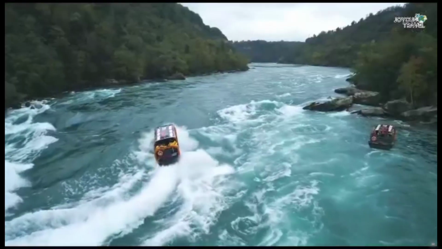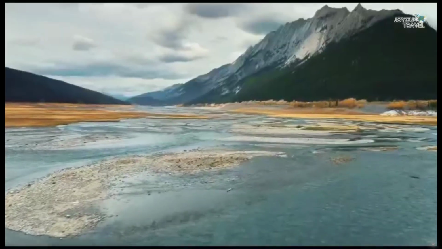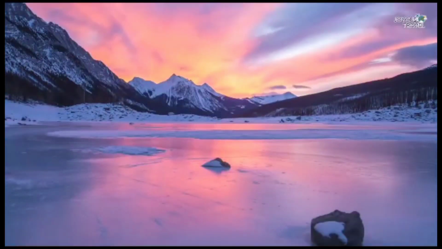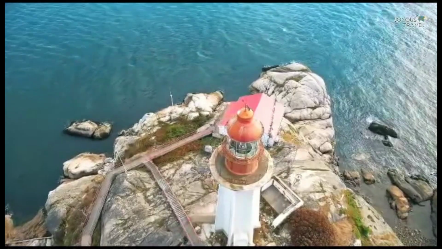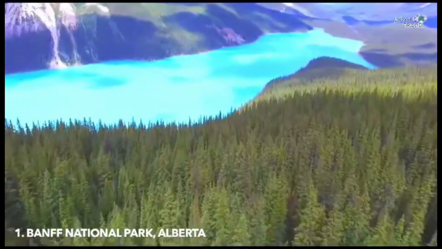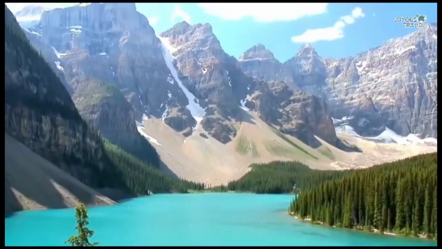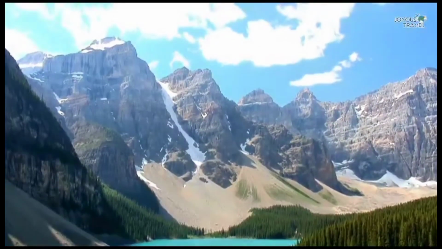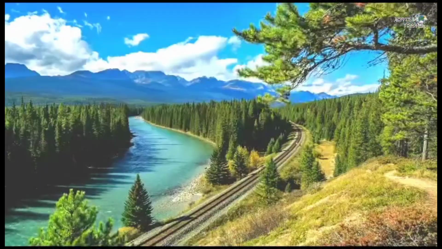The second largest lake in the world and the largest lake in Canada is Lake Superior at 31,700 square miles. It actually crosses over into the US. The largest lake that is entirely in Canada is Great Bear Lake, 12,028 square miles.